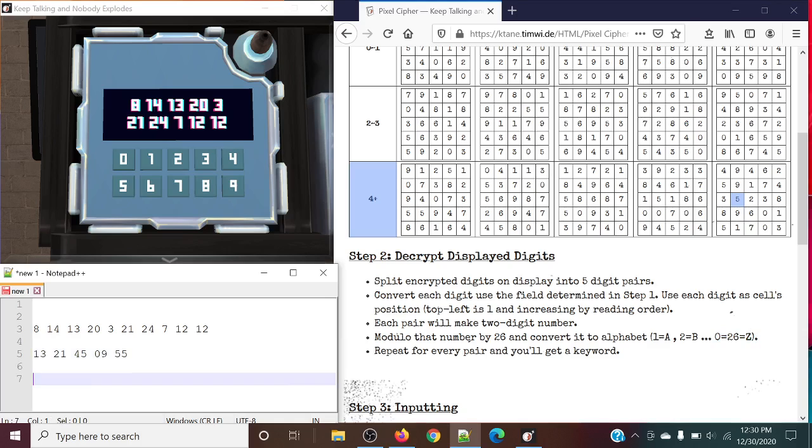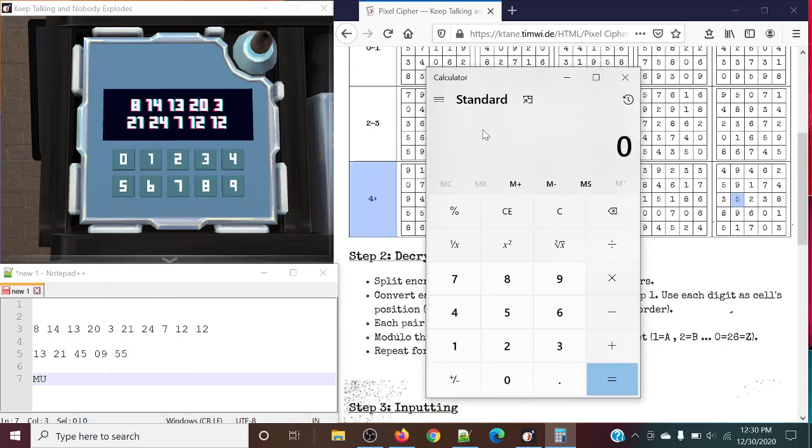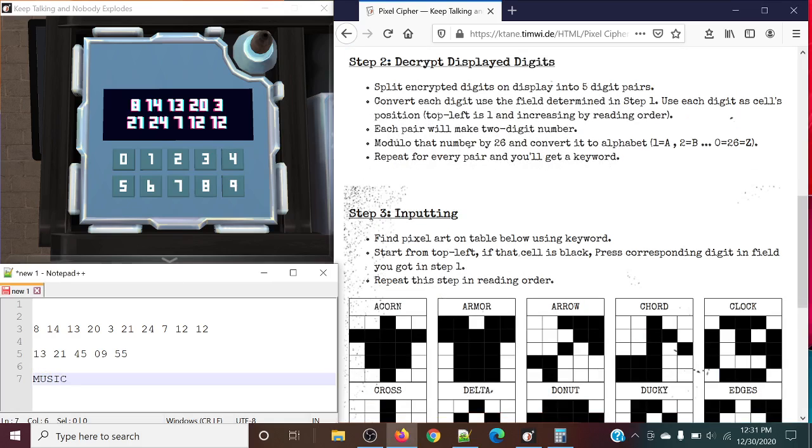So 13 modulo 26 is a Mike. 21 modulo 26 is going to be a Uniform. 45, let's pop out our handy dandy calculator. 45 modulo 26, which we're going to just essentially subtract 26 until it is lower than 26, is 19, which is a Sierra. 9 is an India. And 55 minus 26 is a 3, which is a Charlie in the alphanumeric position. And so we did indeed get a word decrypted as music.